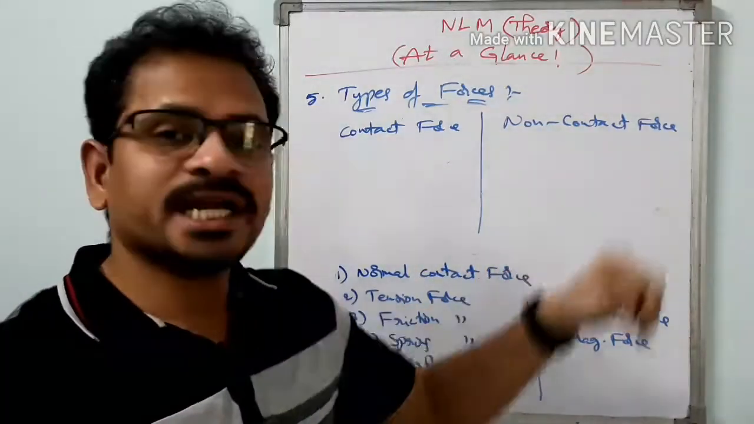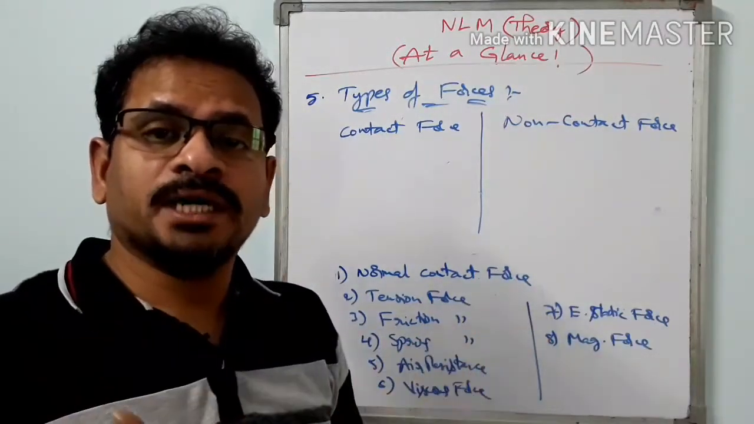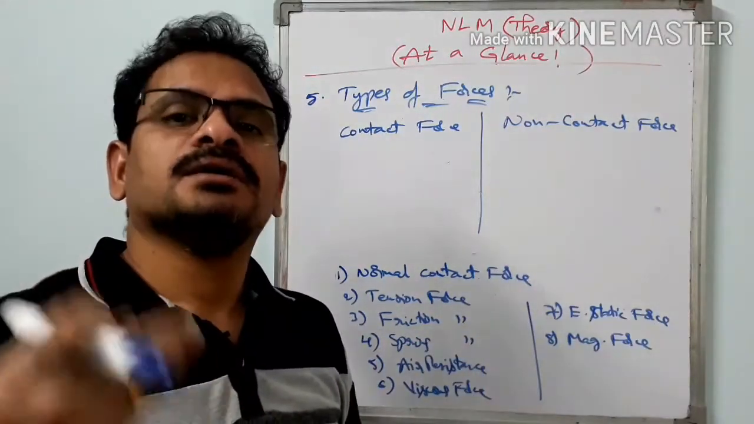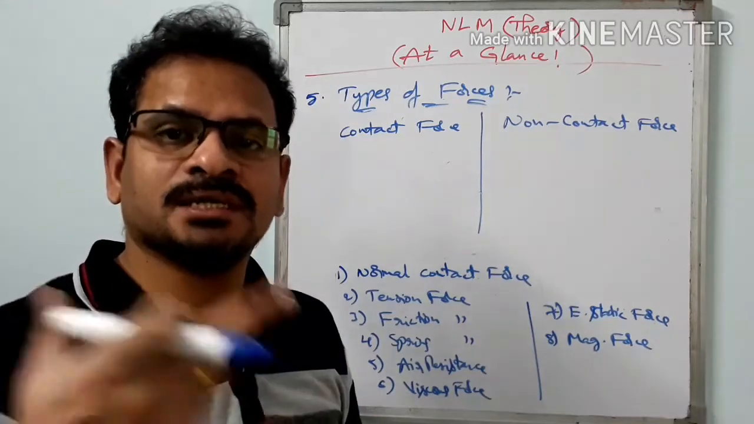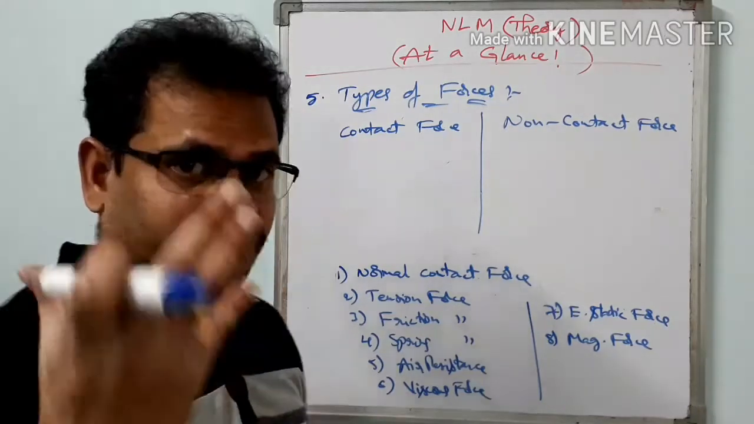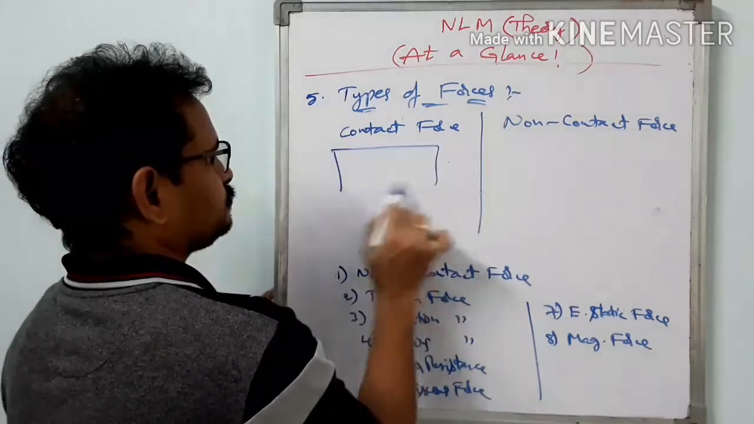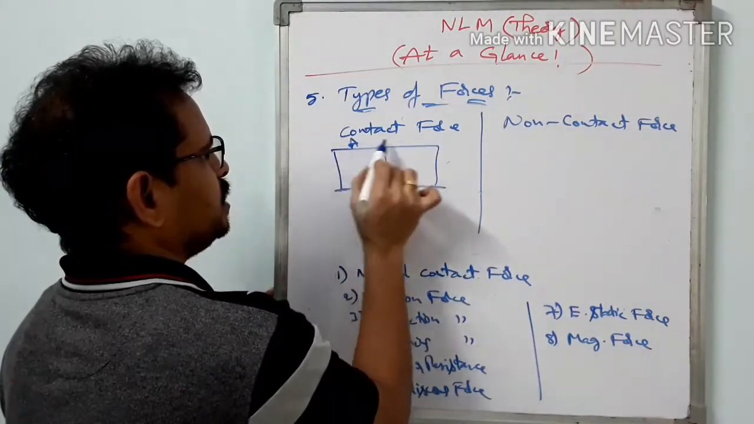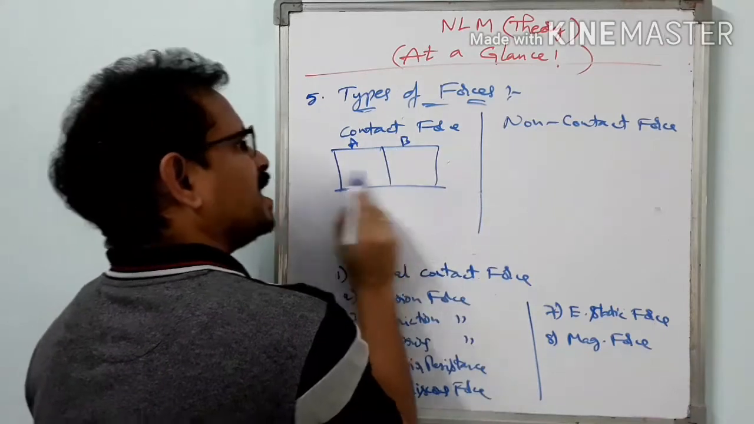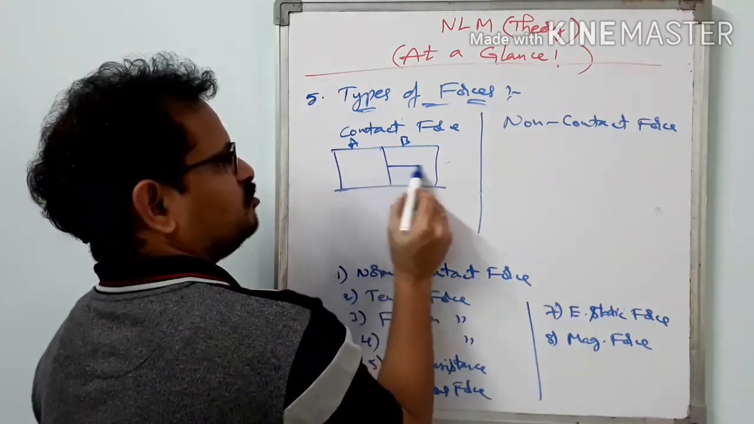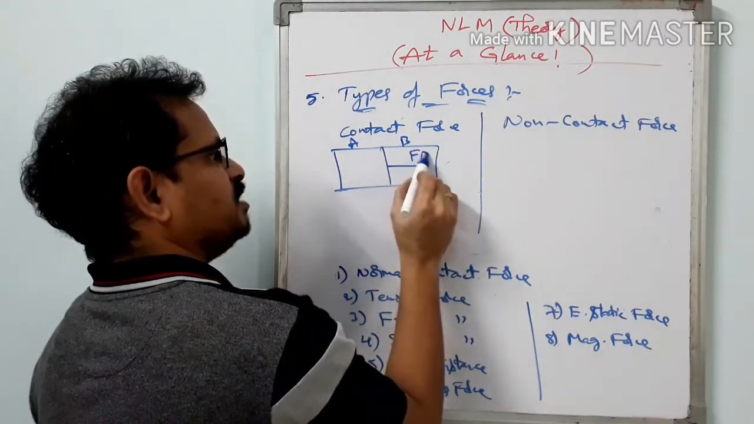What is a non-contact force? When two bodies are not in contact also, they are capable of applying force on the other body. Such a force is known as non-contact force. For example, two bodies are there, this is A, this is B. A collides against B and applies a force on B, which is given as Fa here.